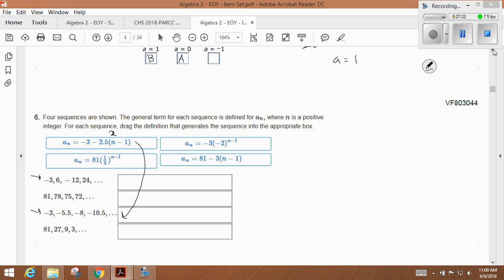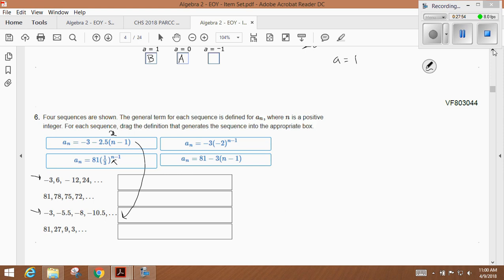All right, let's go on to this next one. First thing I'm going to do is plug 1 in there. That's going to give me 0 in my exponent, because plugging 1 gives us the first term. Plugging in 2 gives us the second, right? So if I plug in 1, I get 1/3 to the 0 power, which is 1. So it's 81, right? Is my first term.